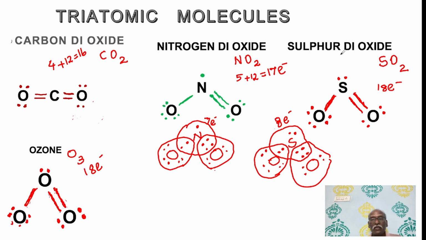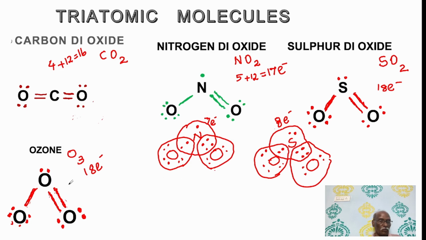Next, sulfur dioxide. Sulfur dioxide has 1, 2, 3 atoms. All the 3 atoms have 6 electrons in their valence shell. Totally 18 electrons. Those 18 electrons, the same thing. Here single bond, here double bond, nothing else. Exactly the same structure. Singly bonded oxygen with 3 lone pairs, doubly bonded oxygen having 2 lone pairs, and sulfur has 1 lone pair. Same. All have 8 electrons.